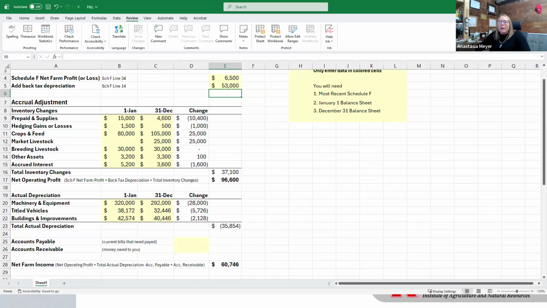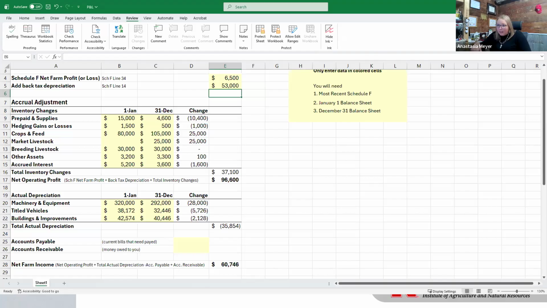If I had equipment that was worth $320,000, now maybe at the end of the year, I could only sell it for $292,000. That's another way to approach it. But you're going to want to do that for your machinery, your titled vehicles, and any buildings and improvements here.